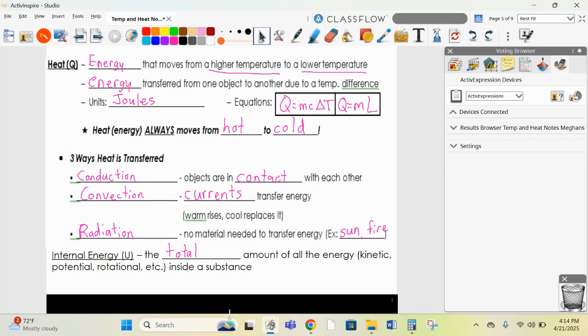And what's defined as internal energy is the total amount of all energy, the kinetic, the potential, the rotational, inside of a substance.